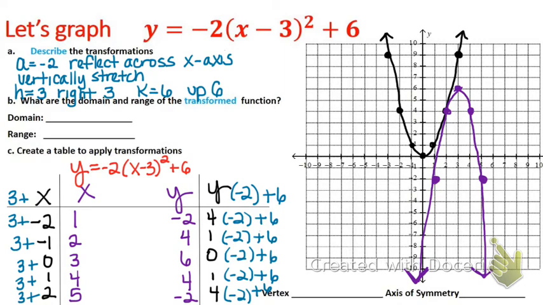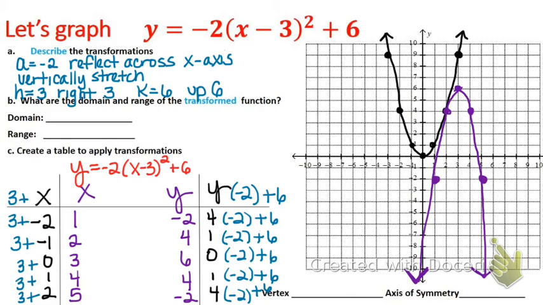And these are the 5 ordered pairs. The first one was at 1, -2. And then the second one was at 2, +4. The third one is at +3, +6. And then it went to +4, +4. And the last one here is at +5, -2.